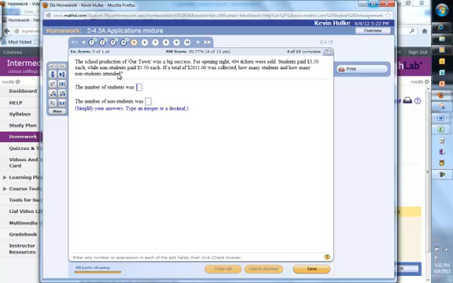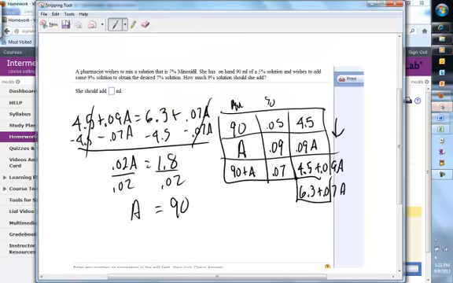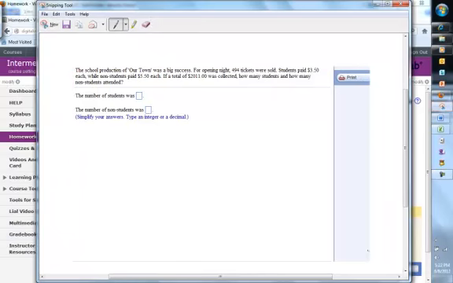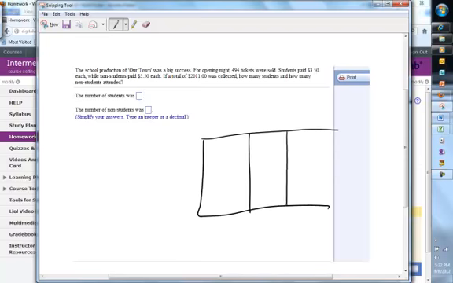All right. Now we're on to section 4, another word problem from chapter 2. School production of Our Town was a big success. For opening night, 494 tickets were sold. Students paid $350 each, while non-students paid $550 each. If the total of $2,011 was collected, how many students and how many non-students attended?